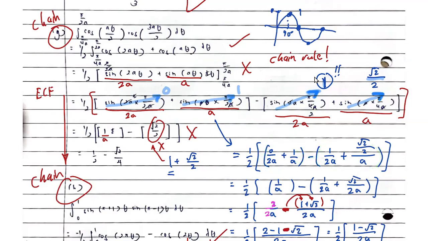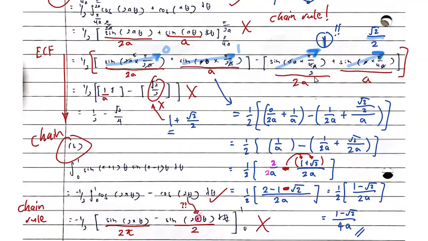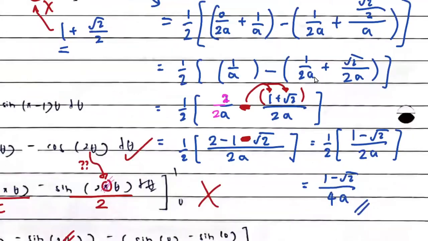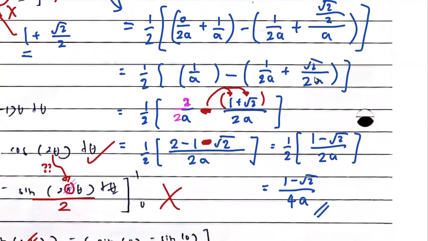Okay, then now you just simplify. 0 over 2a becomes a 0. So 0 plus 1 over a is just 1 over a. Again, I put the brackets here. It's a bit extra. I just want to make it look nice.